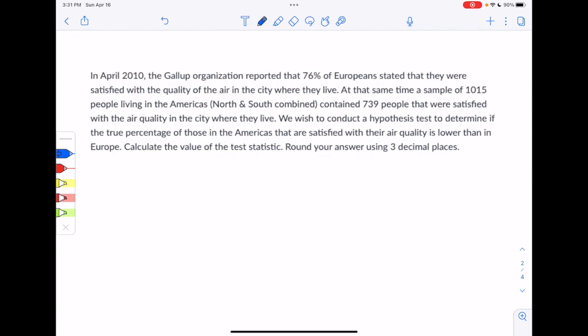But first, some changes in the interest of giving help rather than answers. So I'm going to make some changes to this one. Instead of having it be 76% of Europeans, we're going to pretend that number was 75% and do our work that way. And then in our sample, instead of it being 739 people, we're going to have that be 727. All right, so with those changes, let's go ahead and jump in.